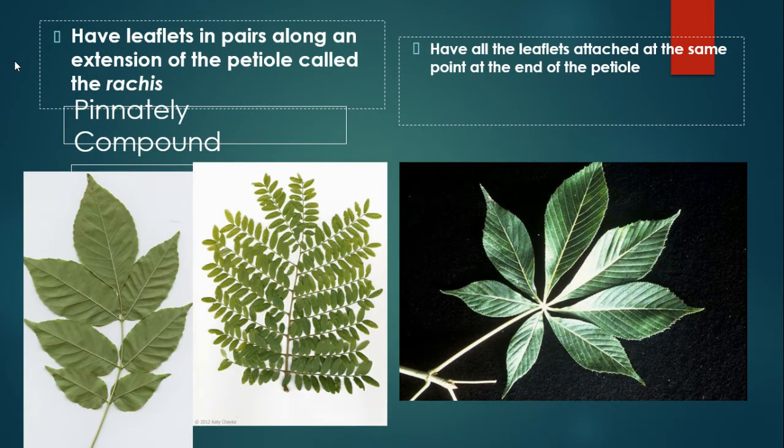Pinnately compound leaves have leaflets in pairs along an extension of the petiole. So here's the petiole and the leaves come out. They are all extensions of it. A lot of ferns you'll see are like this. This particular one is a little bit different. They have all the leaflets attached at the same point at the end of the petiole. So instead of branching out like this one does, they're all connected at the very end point here.